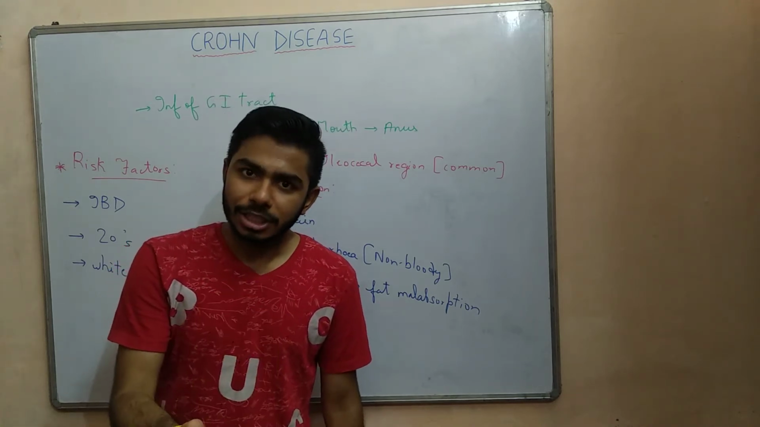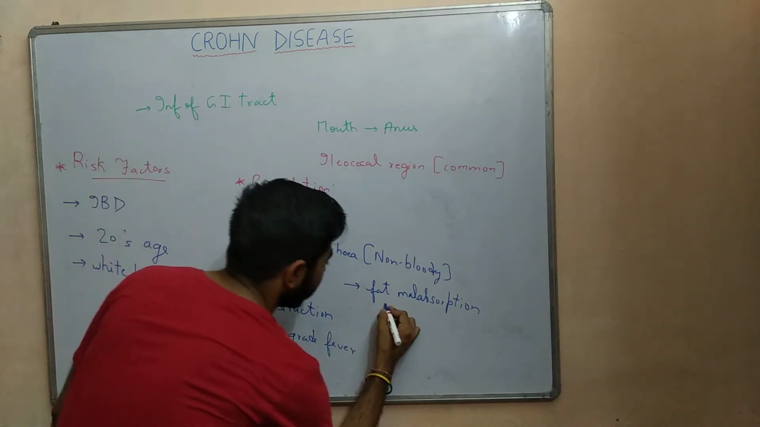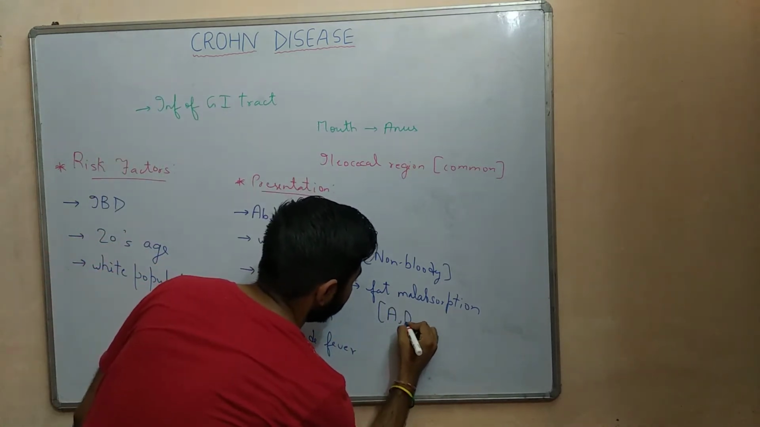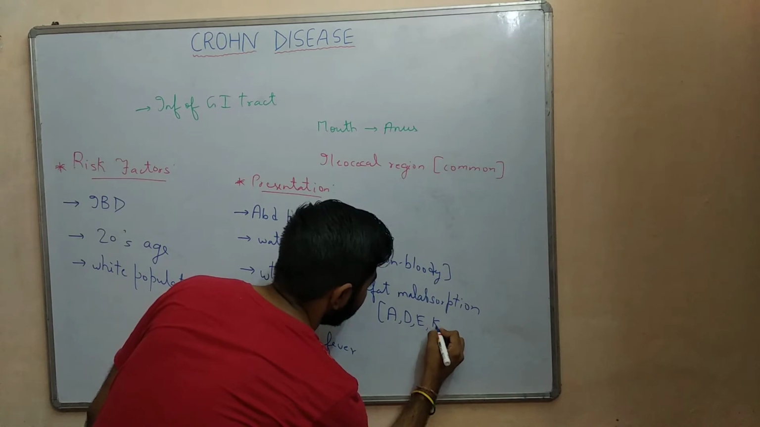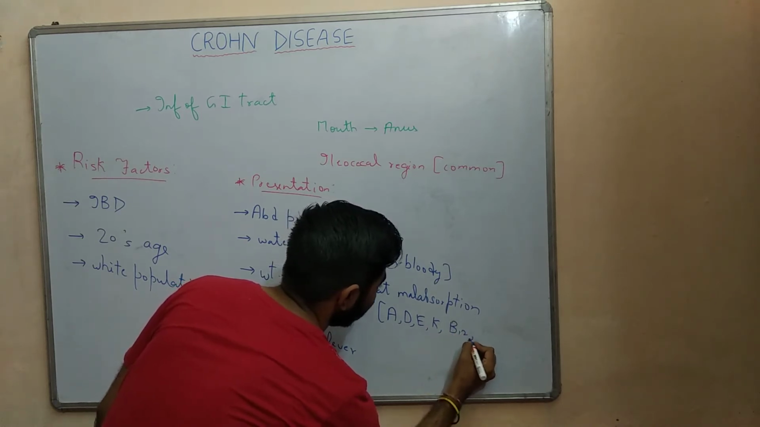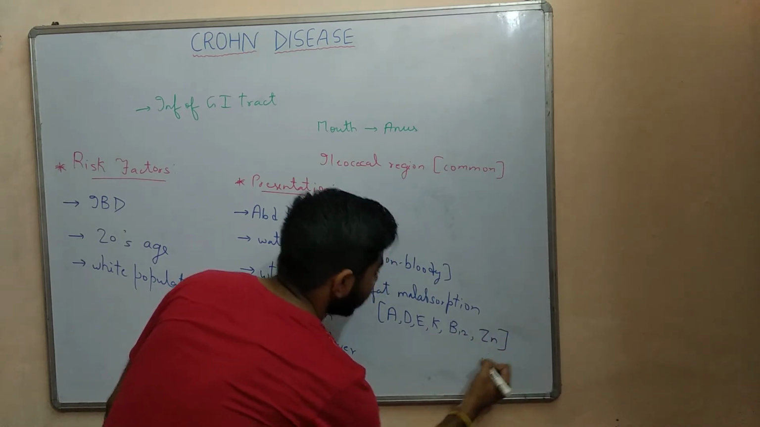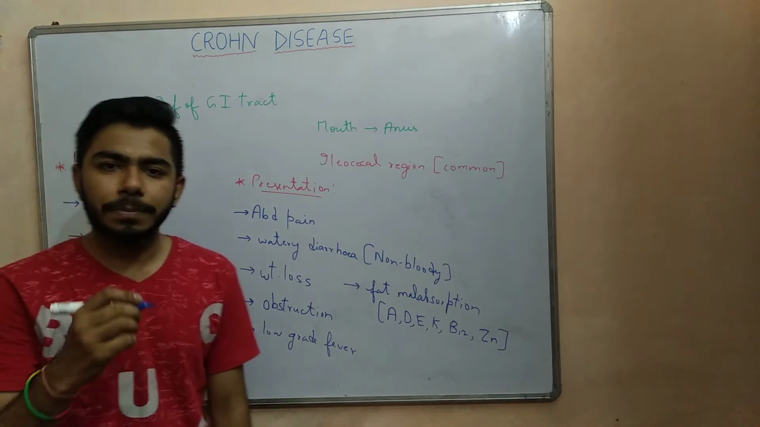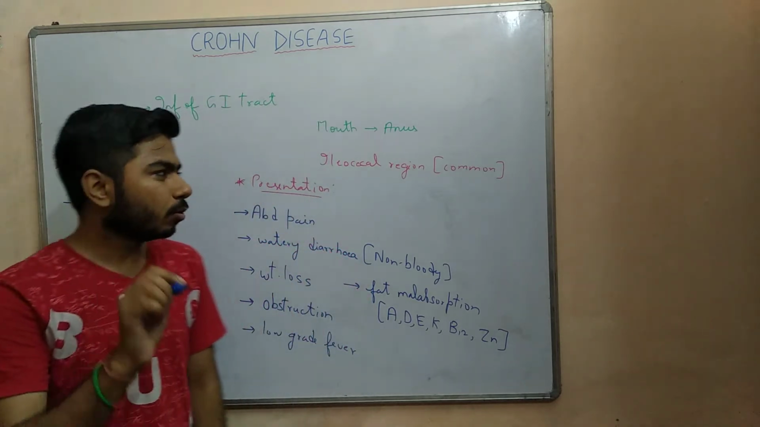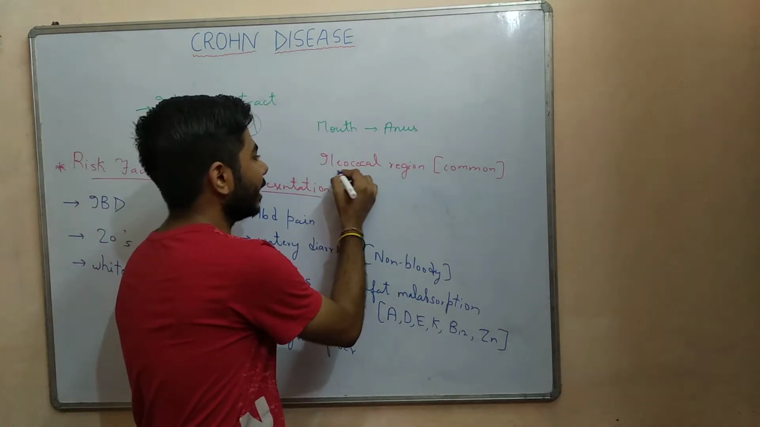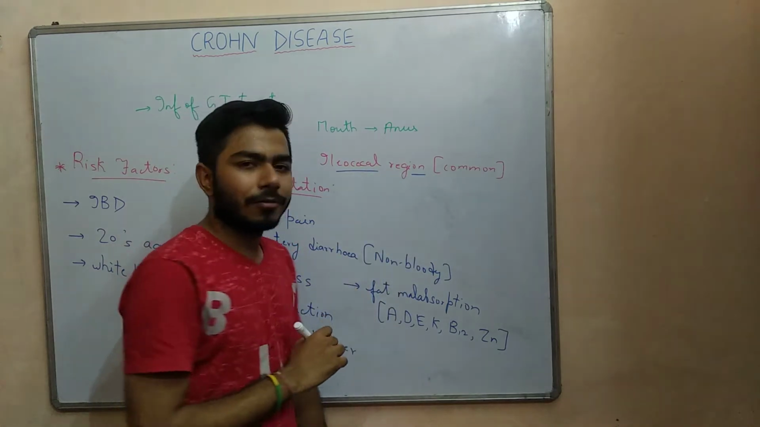Vitamin B12 deficiency can be seen. So vitamin A, D, E, K, vitamin B12 and zinc deficiency can be seen in such patients. Okay. Now I told you in the beginning of the video that the ileocecal region is most commonly affected.